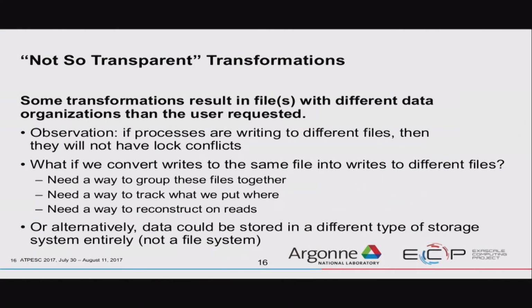And sort of the last flavor of transformation to talk about are the not so transparent ones. So what I mean by that is you could access a data set and have it be converted into something totally different on the storage system by the time it gets there. So one observation, if your processes are writing to separate files, there won't be lock contention because each file has its own locks.